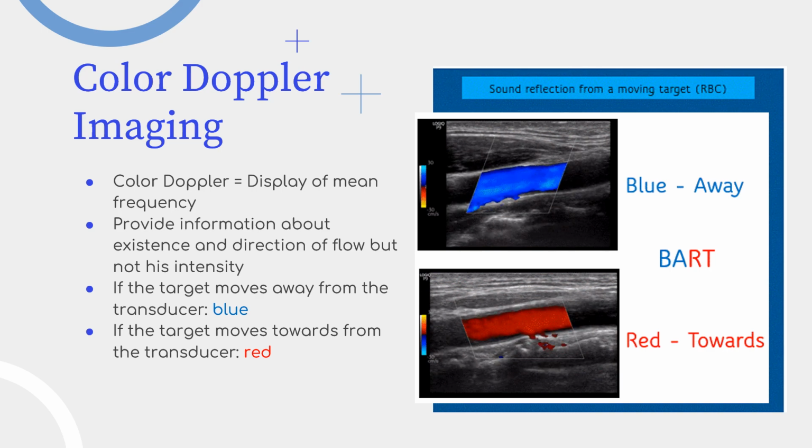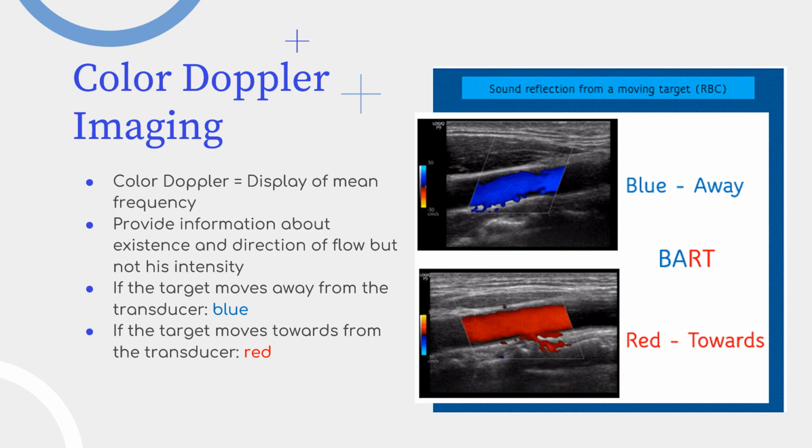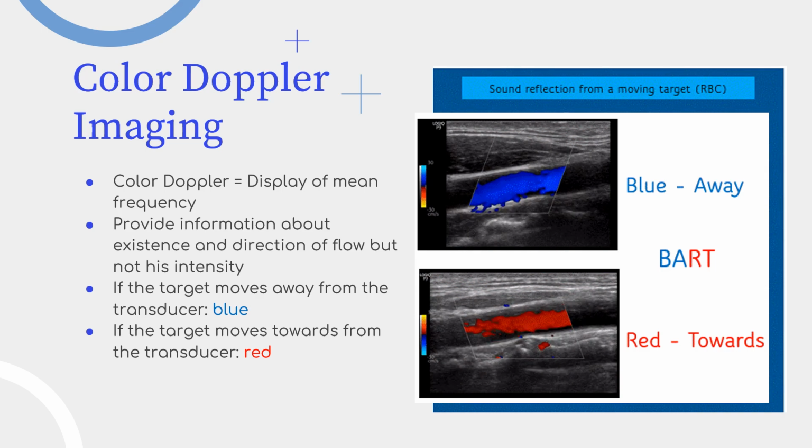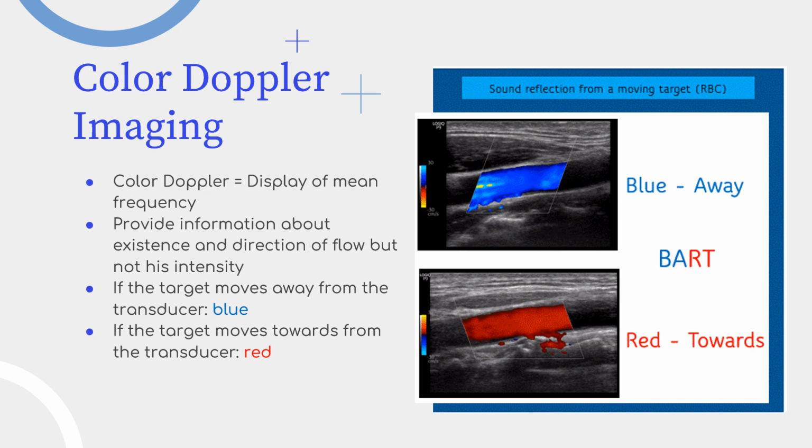When the red blood cell moves away from the transducer, the reflected frequency, FR, is lower than the transmitted frequency, FT, and the shift is represented as blue color. Conversely, if it is moving towards the transducer, FR is higher than the FT, and the shift is represented as red color. This can be remembered by the mnemonic BART: blue away, red towards.